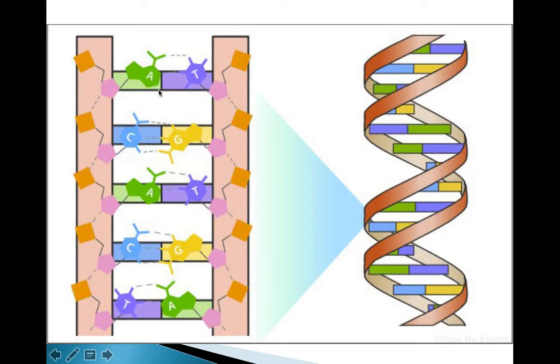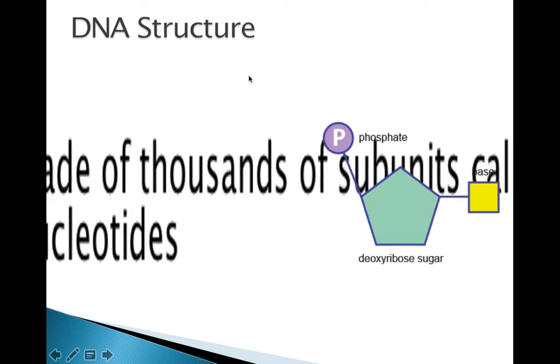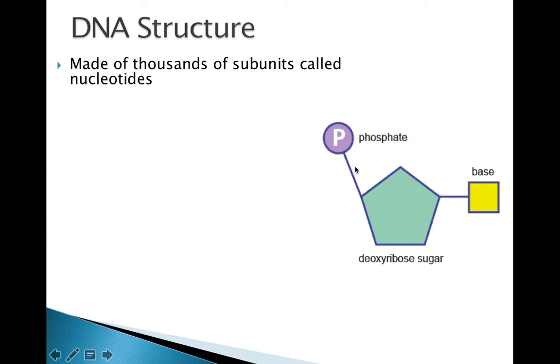The bases are held together by weak bonds, not strong bonds, but weak bonds, which will be very important for when we learn about things like DNA replication. So each one of those steps on the ladder is a subunit called a nucleotide. So DNA is made of thousands of subunits called nucleotides. Here's one enlarged here.